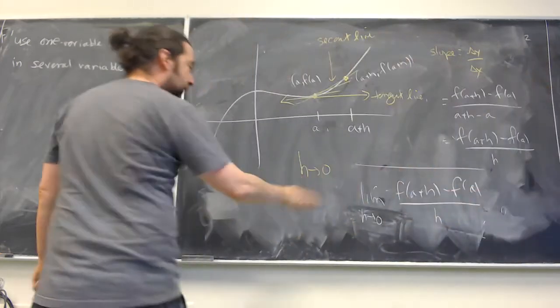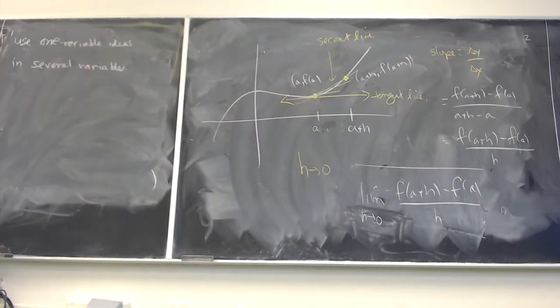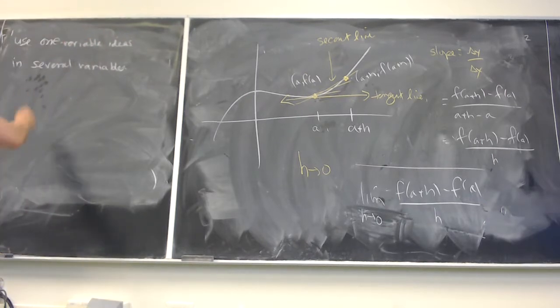So instead of trying to vectorize this, instead of trying to take this idea and use vectors, the idea that we're going to use is maybe we can take the one variable idea and apply it in two variables. Okay. So the way we're going to do that is with what are called partial derivatives.